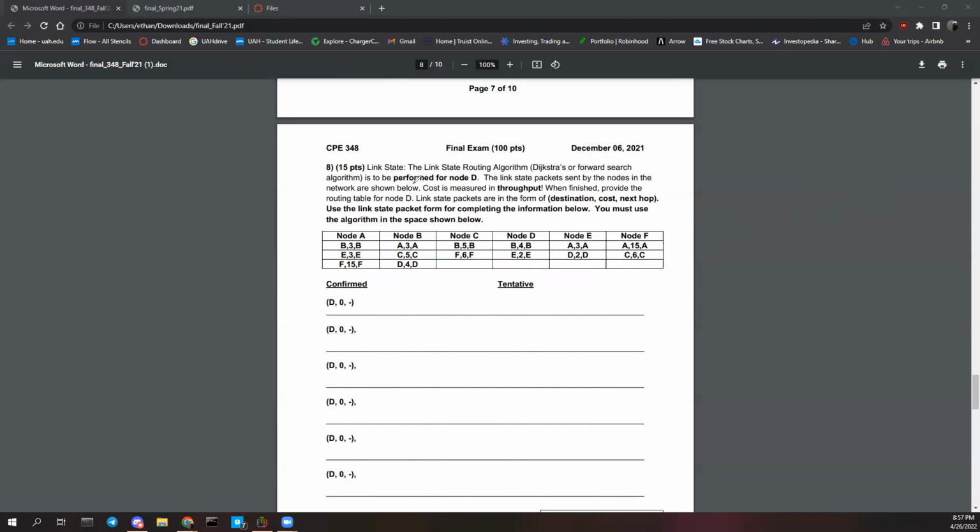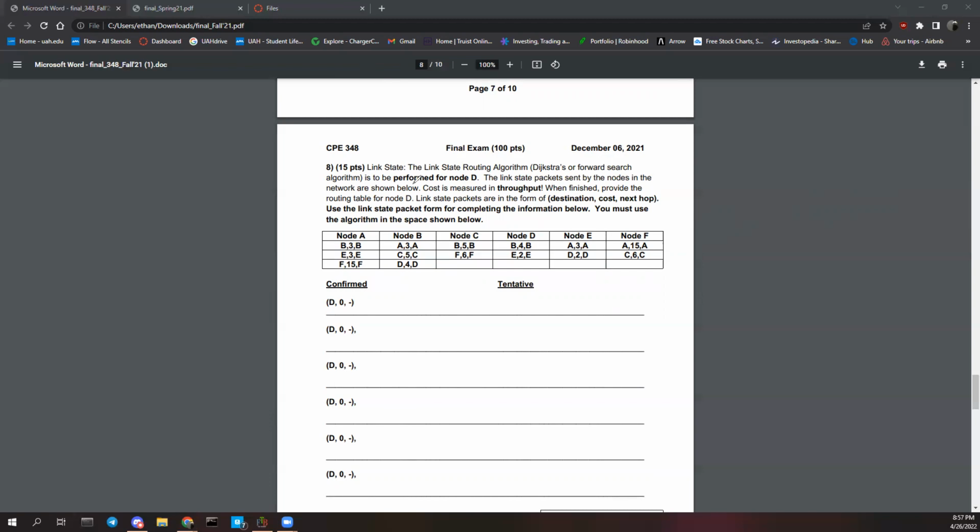Link state. The link state routing algorithm, I think it's Dijkstra's or forward search algorithm, is performed for node D. The link state packets sent by the nodes in the network are shown below. Cost is measured by the throughput. Okay, that's important.